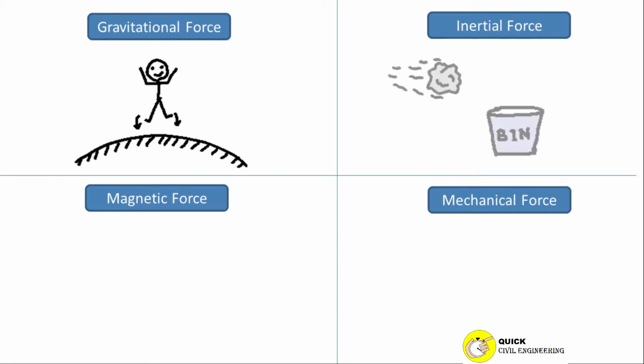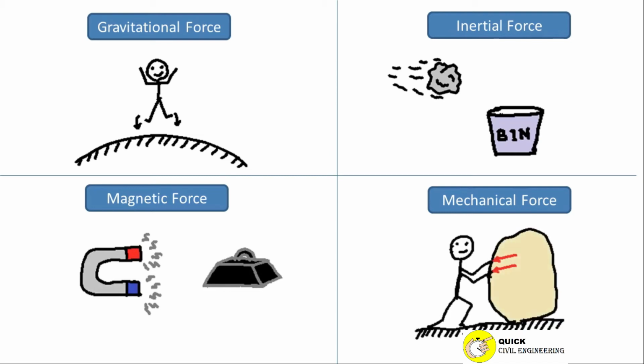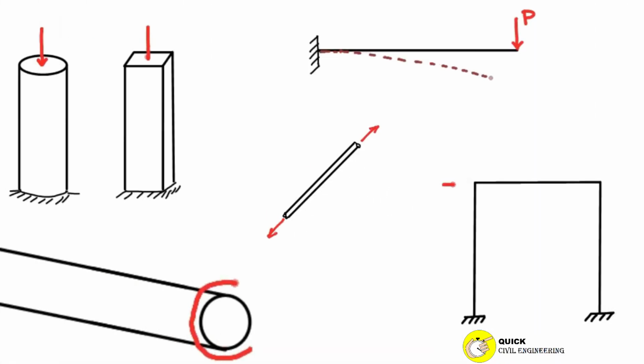When we talk about inertial forces, we talk about static and dynamic inertia and the force with respect to that. Then we have the magnetic force. There also we do not need to touch the body. And now comes the mechanical force, where we definitely need to touch the body to apply the force. Basically, in this particular subject, we'll be dealing with mechanical forces.